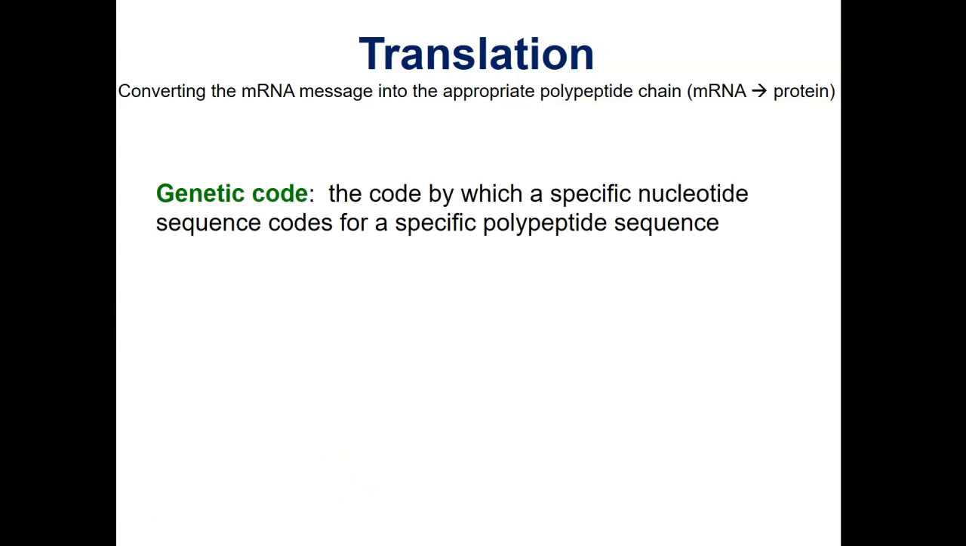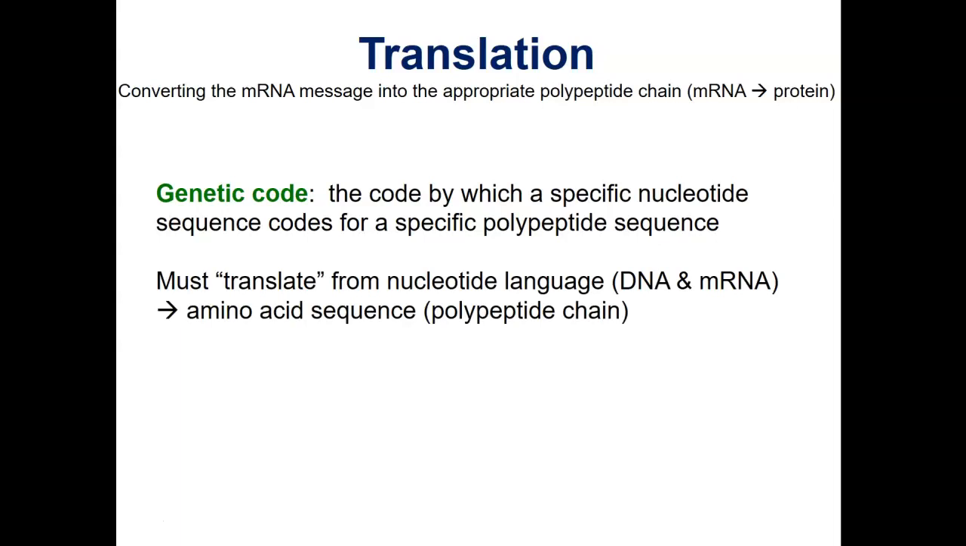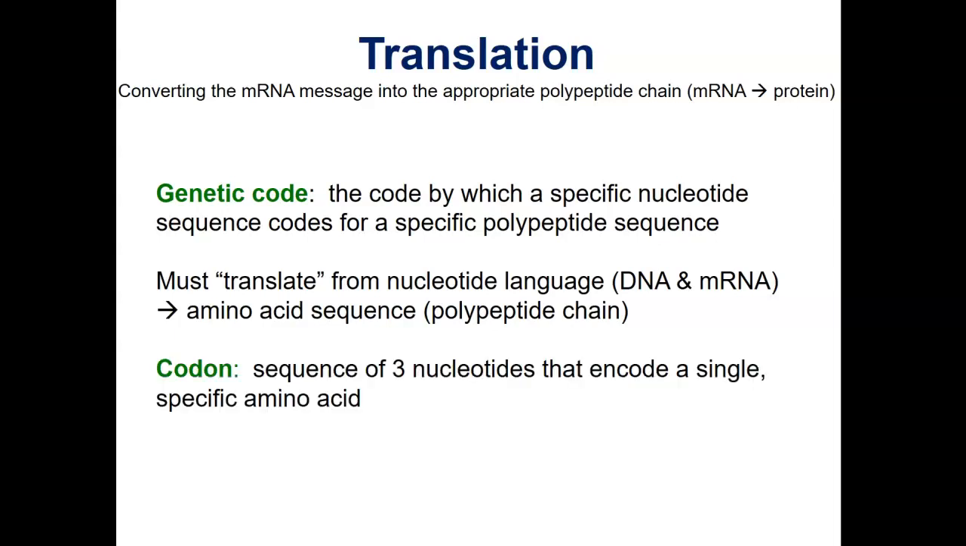To do that, we're going to utilize the genetic code, which is basically a code in which particular nucleotides encode for a particular amino acid. So again, we're translating from the language of nucleotides into the language of amino acids, and so we are going to be able to assign a particular codon, which is 3 nucleotides, to encode for a particular amino acid.